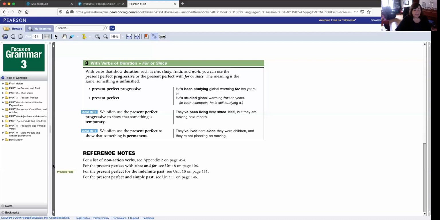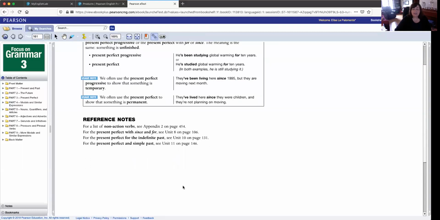Okay. If you need a list of non-action verbs, you can go to Appendix 2 on page 454. These things we already studied, okay? You studied using present perfect with since and for in Unit 8. We studied present perfect for the indefinite past in Unit 10, and we studied present perfect and simple past in Unit 11. All right, so that's the actual lesson on the present perfect progressive tense.